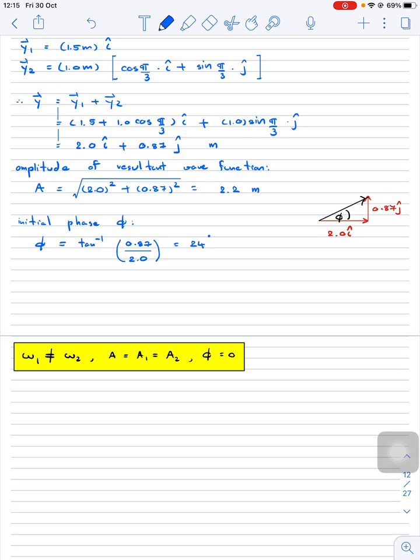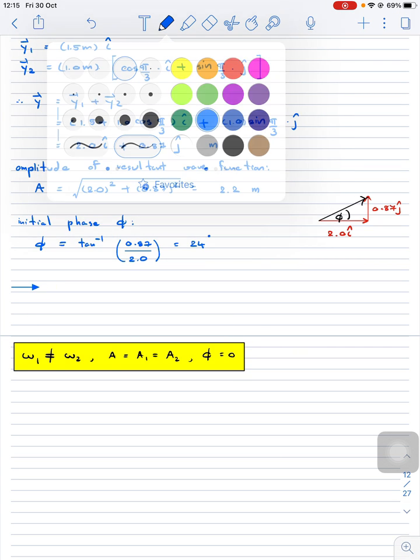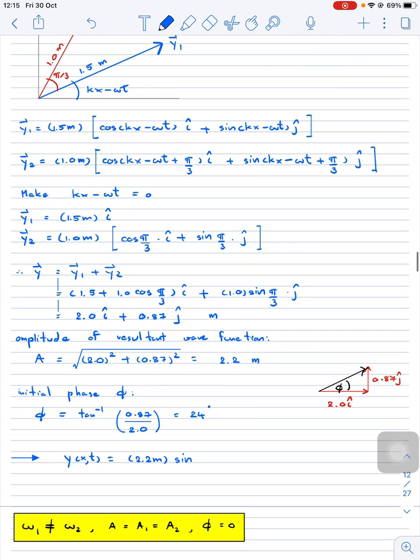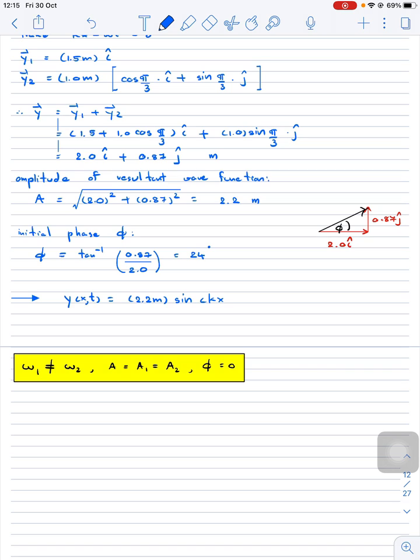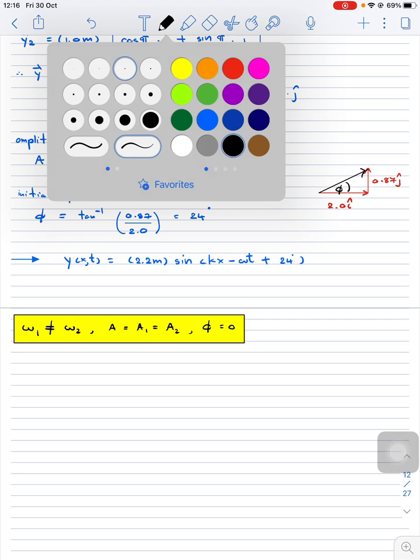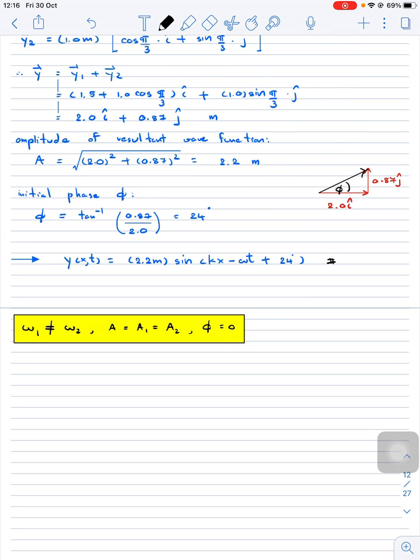Now for the conclusion, we can say that y, which depends on x and t, is equal to the amplitude 2.2 meters times the sine of, now we need to put the kx minus omega t back, the sine of kx minus omega t, plus phi for the initial phase, 24 degrees. So this is the result.